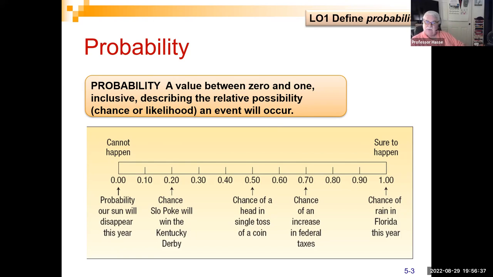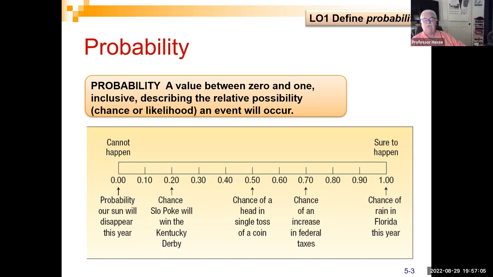Okay, that's probability. And in business, it's huge. What's the likelihood we're going to have a great sales year? Well, based on our prior years and based on the situation in the economy, it's 50-50. What's the probability you're going to get an A in business statistics class with Professor Hassey? Well, I'm going to give you that number because I keep track of all this, and the odds of you getting an A are roughly about 65 to 70%.